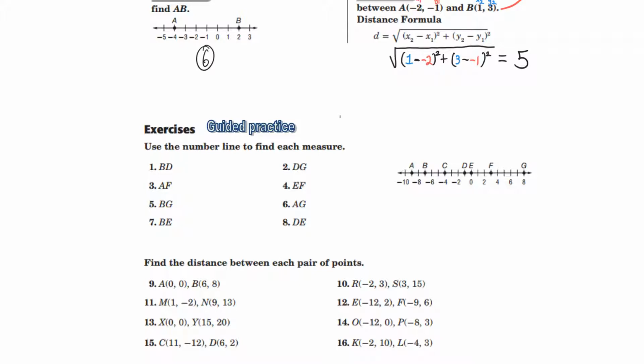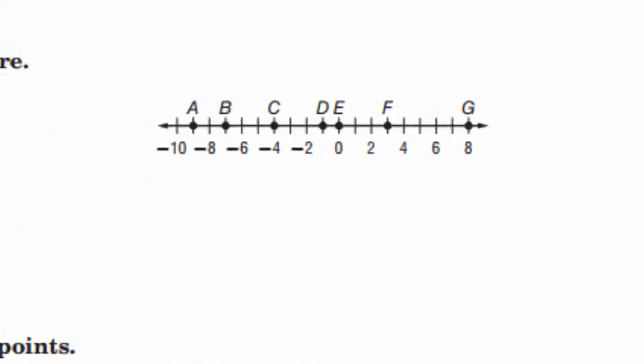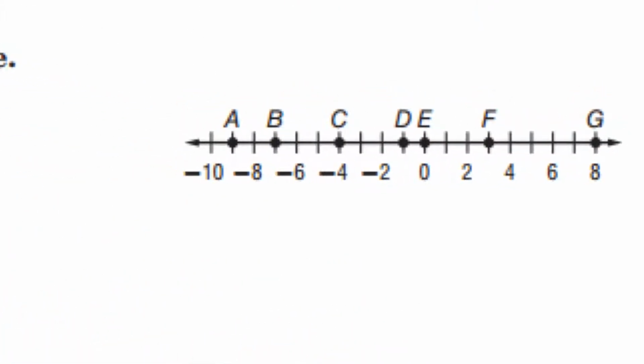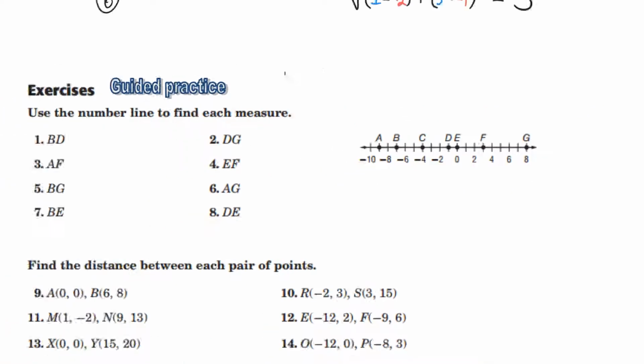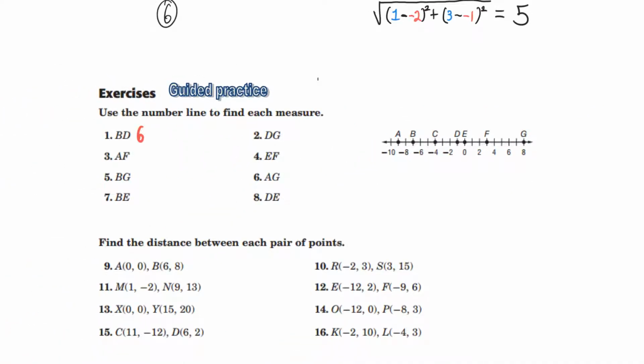All right, so let's look at this. Number 1 asks for the length of BD. So BD, okay, if you think about these numbers down at the bottom here, where is D at? Here, at -1, right? Where is B at? -7. How far is it from -1 to -7? Yeah, it's 6 units, right?